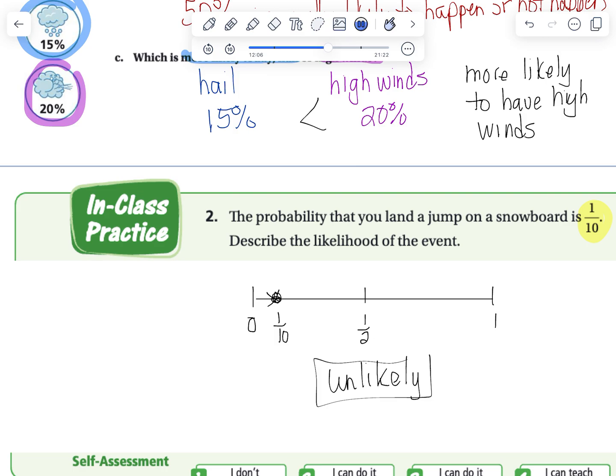All right, self-assessment, 1, 2, 3, or 4. How do you feel about this part right here?